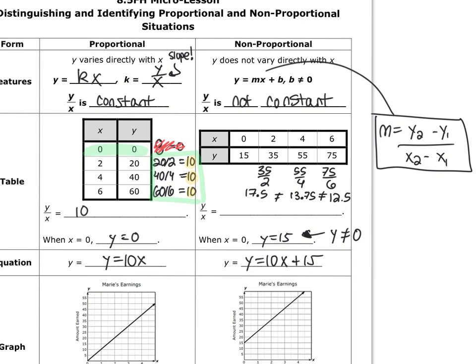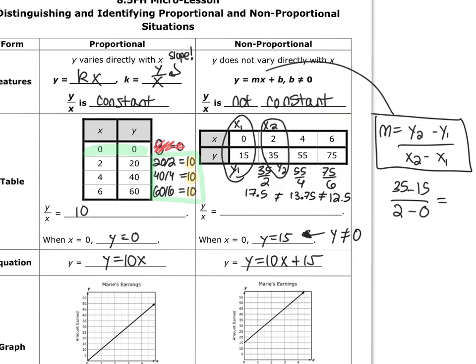Let's try it out. What we need to do is label a couple of points, choose easy numbers. I'm going to choose these ones, x1 and x2 and y1 and y2. There we go. It helps me to label them. So y2 is 35 and y1 is 15, and x2 is 2, and x1 is 0. So then we just need to subtract. Basically, I subtracted the y coordinates, I subtracted the x coordinates, and then I divided.